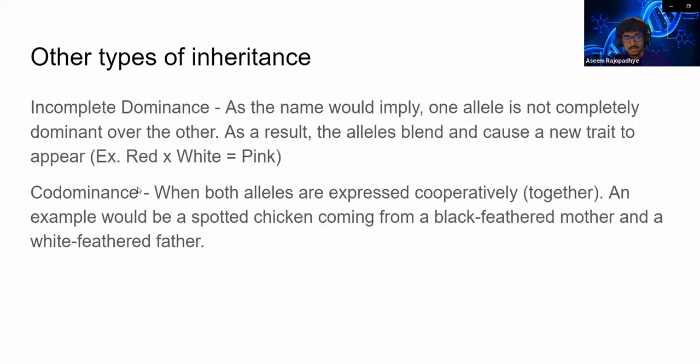On the other hand, you have codominance. It's when both alleles are expressed cooperatively together in an equal fashion. And an example of this would be a spotted chicken arising from a black feathered mother and a white feathered father. So it would have black and white spots all over its body.